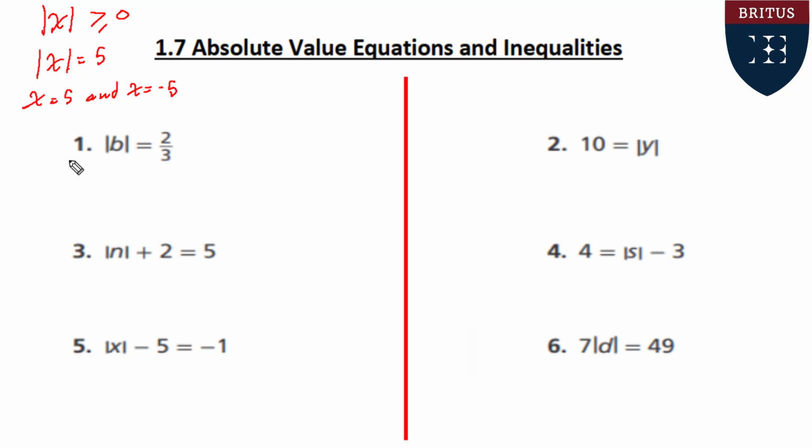Just apply the point from 1 to 6. It's easy. Absolute value of b equals 2 over 3. Now b equals what? Yes. Maybe b equals 2 over 3 and b equals negative 2 over 3.